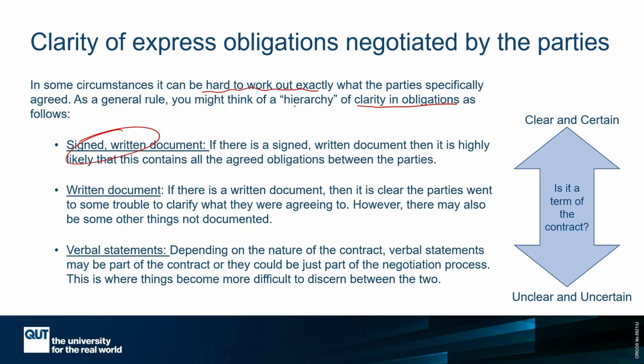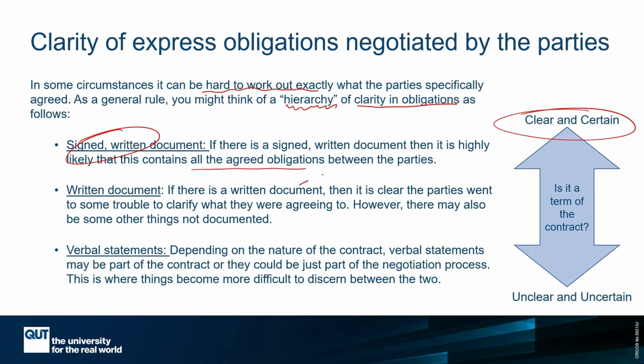So what you can see is that there's almost a hierarchy in the clarity of terms or obligations that the parties have. At the top, we have a signed written document. If you've got a signed written document, and you've gone to that trouble, then it's highly likely that this contains all the agreed obligations, right? So it's clear and certain as to who should do what.